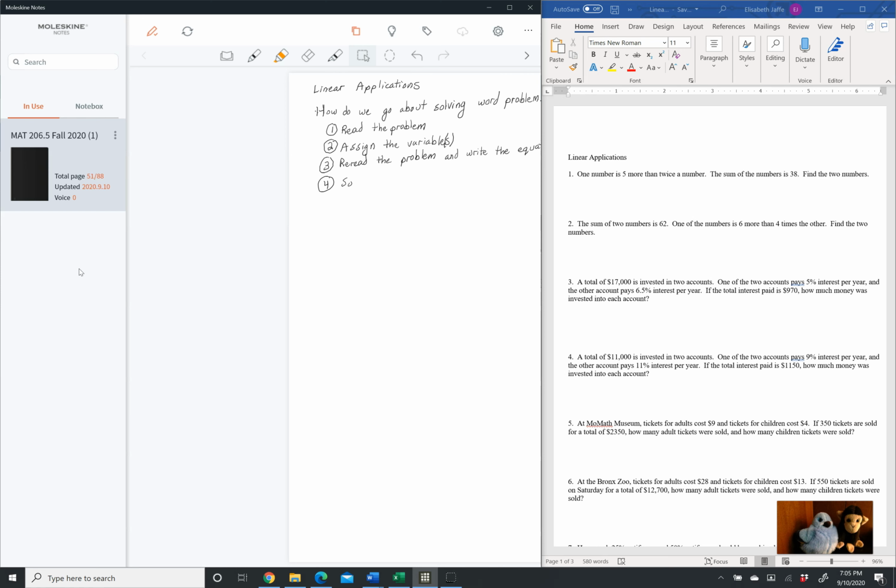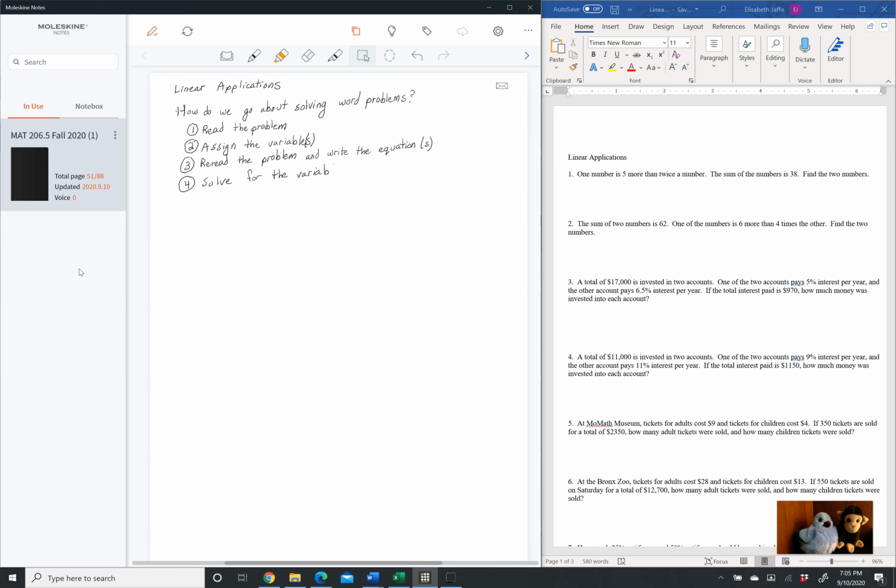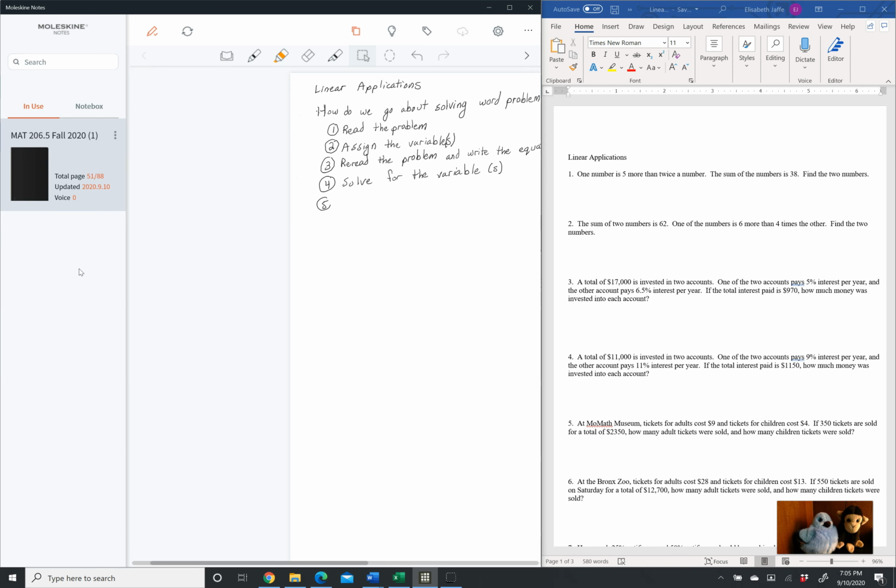Then you're going to solve. Sometimes you'll be solving a system. Sometimes you'll just be solving a regular equation. So once again, I'll put the S in parentheses. You're going to write your answer. And this is important because when you write your answer, you want to make sure that it's clear what numbers correspond to which variables, particularly when you have two of them. Then you're going to reread the problem one more time.